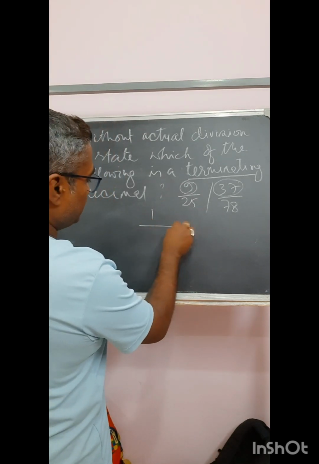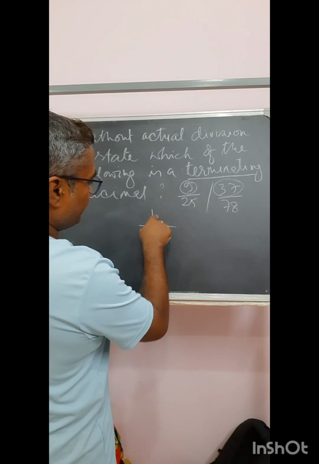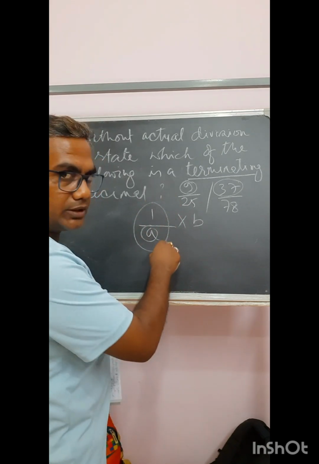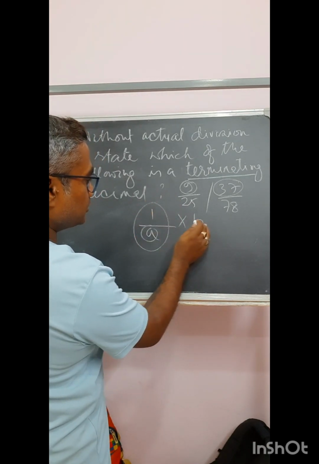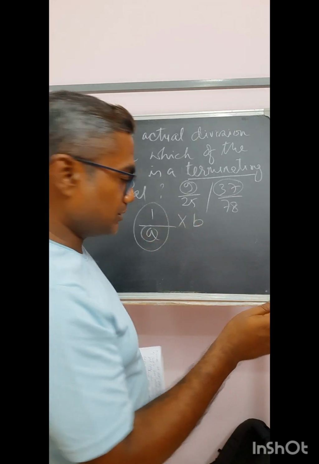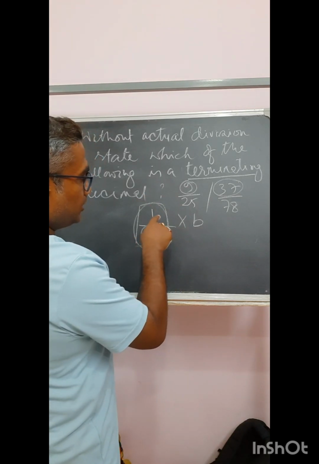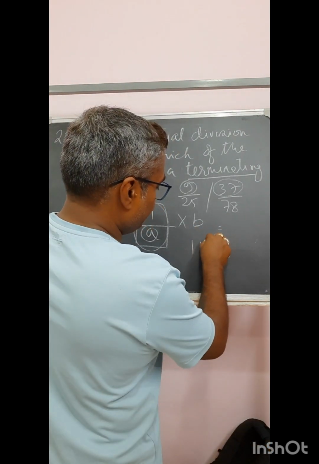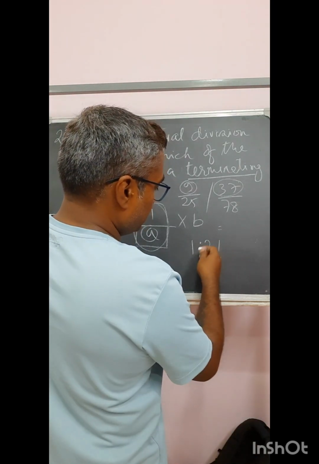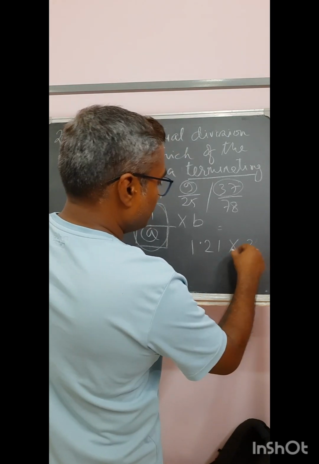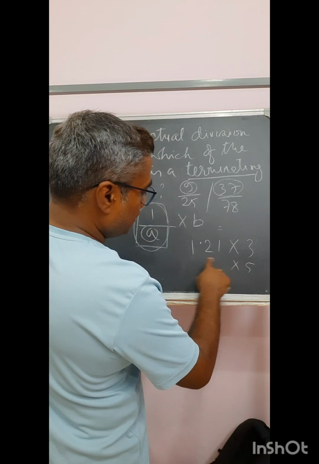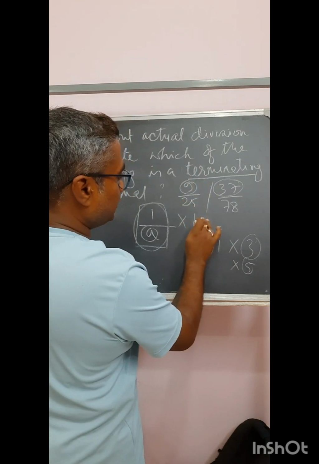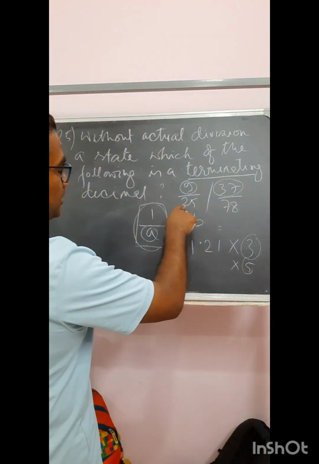How? Because if 1 upon some number is perfectly terminating, then with the multiplication of any other number, the state will not change. That means if 1 by a is a terminating number, then multiplying with any number, it has to be terminating again. For example, if 1 by 21 is a terminating decimal, then multiply it with 3 or with any other number, let's say 5, the number will be terminating again. It will not change its state. So the numerator will not take part in deciding whether the number is terminating or not. Only the denominator will decide.